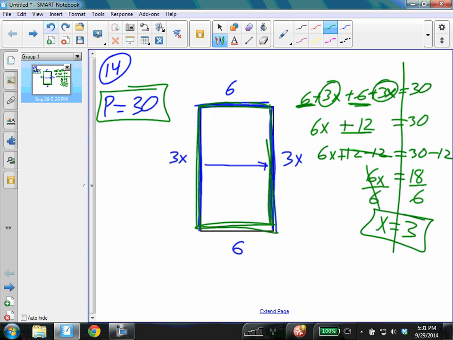So it took a couple of steps. I had to take my perimeter and add the pieces together to get the whole thing and set it equal to 30. So all of my pieces added together here give me that 30. And then it's just an equation to solve. So I combine like terms, then I subtract 12 from both sides, divide by 6 on both sides, and we find that x is equal to 3. All right, look at number 15.